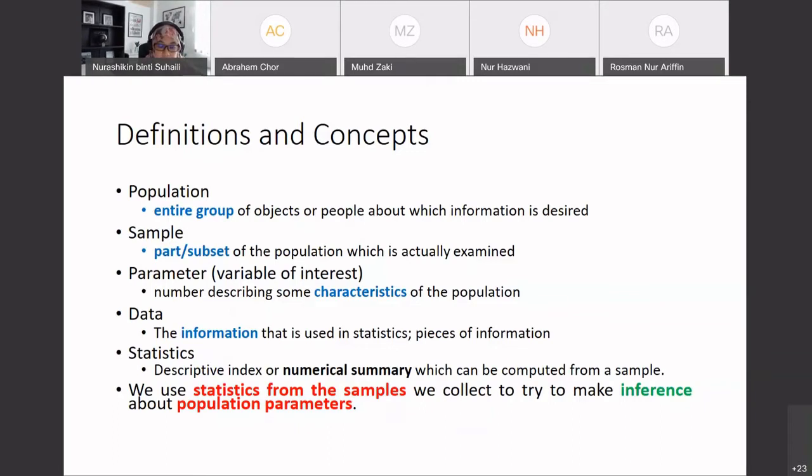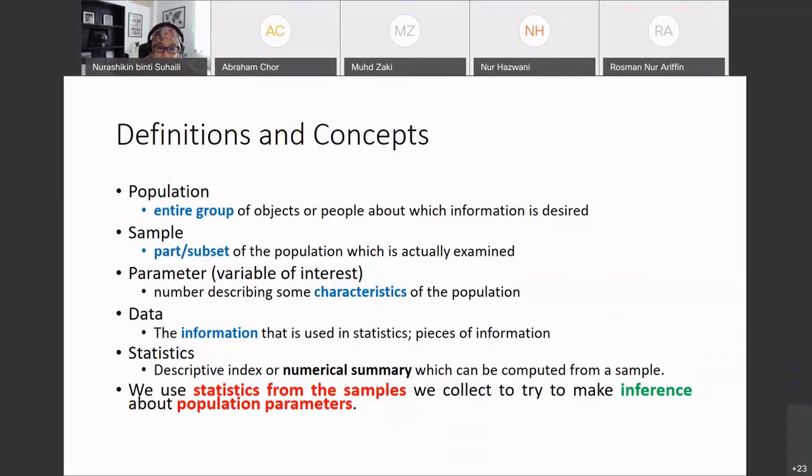And then statistics. Statistics is defined as a descriptive index or numerical summary. Normally we hear about, let's say, the statistics of the gender of students, right? So it's like a summary of things. For example, 40% are male, 60% are female. So it's a summary of something, statistics of something. It can be statistics of anything. So at the end, the result of everything, the summary, is called statistics.